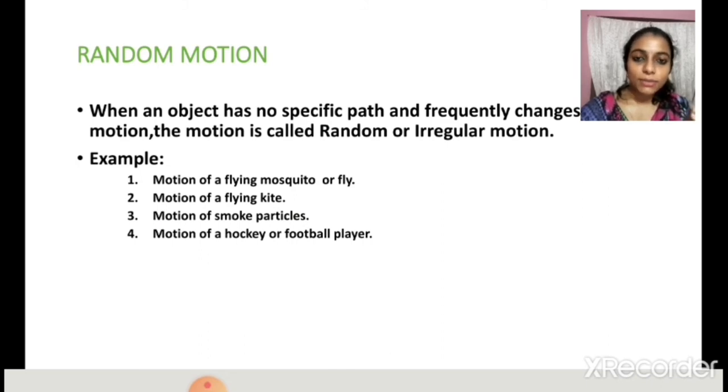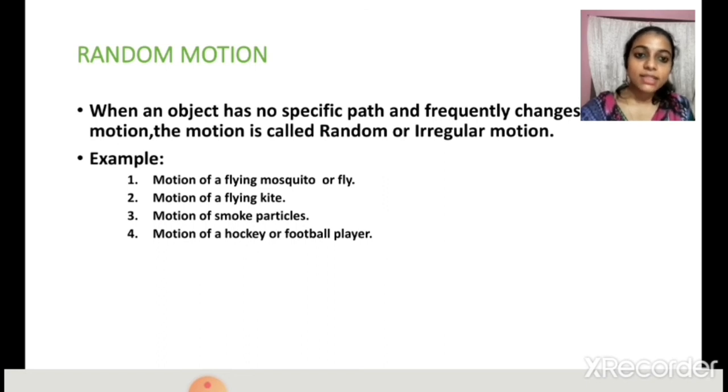See, while a mosquito is flying, it does not have a definite direction, isn't it? Yes, the mosquito is coming right and then it is moving left, then straight. We cannot predict its movement, isn't it? It is frequently changing its motion, isn't it? So it has no specific path, as well as it is changing the movement at every instant. So we can say that such type of motions are known as the random motion or the irregular motion.